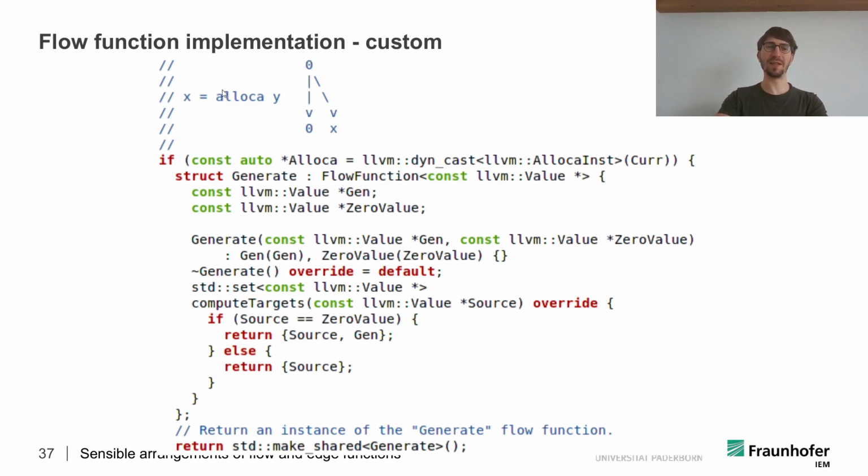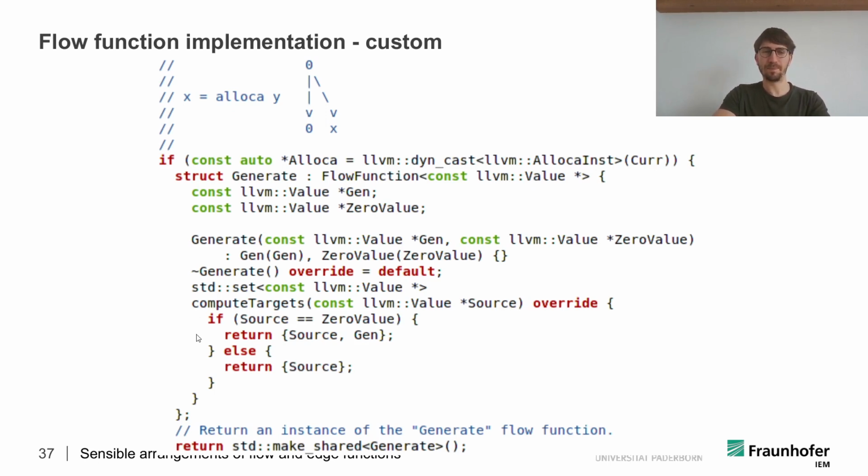We had this ALOCA statement here, and we wanted to generate the left-hand side of the ALOCA statement from the zero flow fact. So we are in the function get normal flow function, and first of all we do the case distinction of the statement, and here we perform a dynamic cast of the instructions of the current statement to ALOCA ins, which is the LLVM type for an ALOCA instruction, as the name directly says. So if this dynamic cast succeeds, then this expression will be different from the null pointer, and we would enter this branch here.